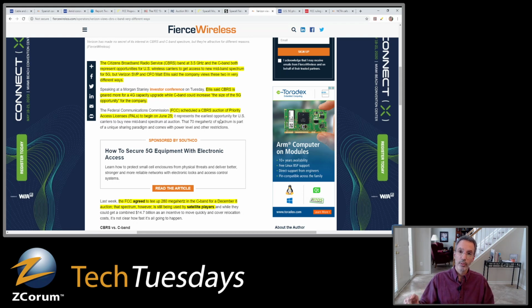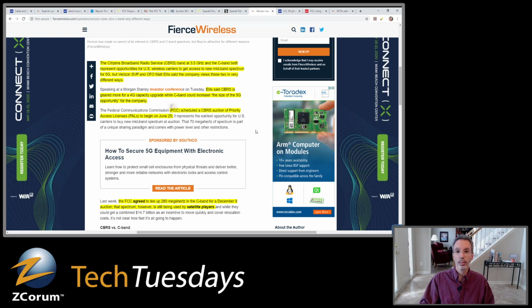But there'll be a licensed area of that, and then there'll also be the incumbent area where nobody can interfere with. So the Navy's still going to have priority access over that band just when they need it. So it's very interesting. I'm going to post a link to that as well on the C-band and on the CBRS Tech Tuesdays. And the other one is C-band.